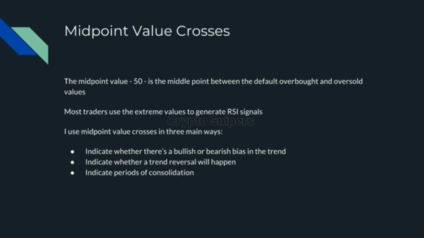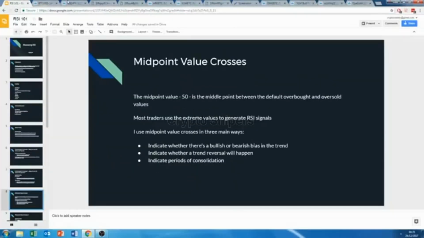The first is to indicate whether there's a bullish or bearish bias in the trend. The second is to indicate whether a trend reversal will happen. And the third is to indicate periods of consolidation. That sounds pretty useful. Let's take a look at what we have.